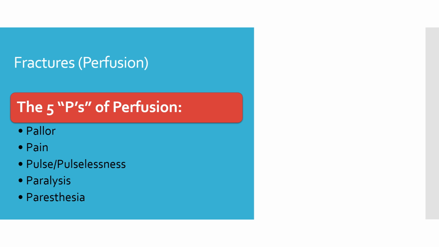Paresthesia, this is a feeling that their limb has gone to sleep, kind of that pin prickly feeling when you wake up and you've slept on your arm or your leg. So that is the 5th P of perfusion.